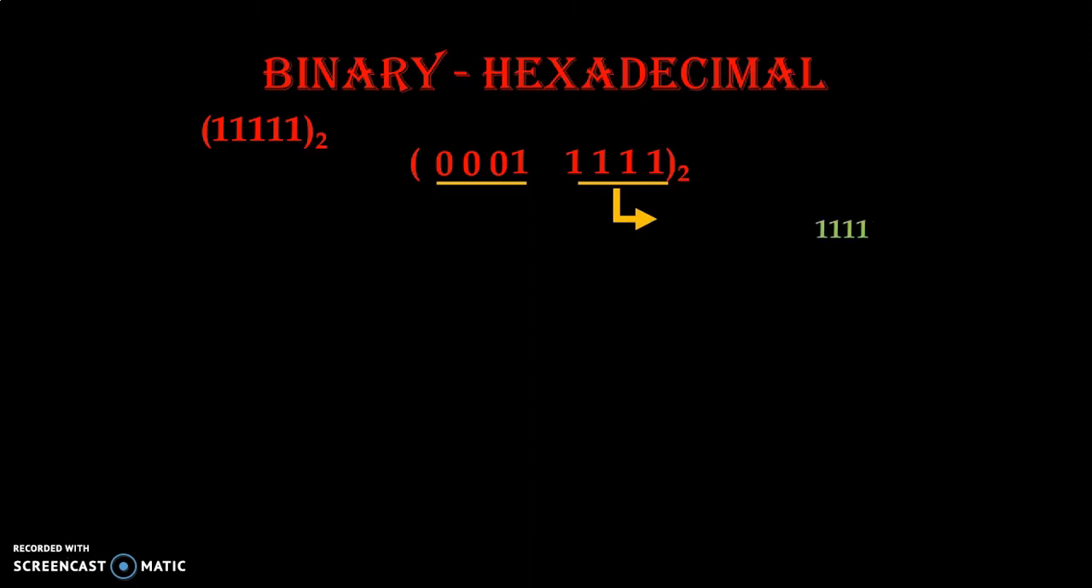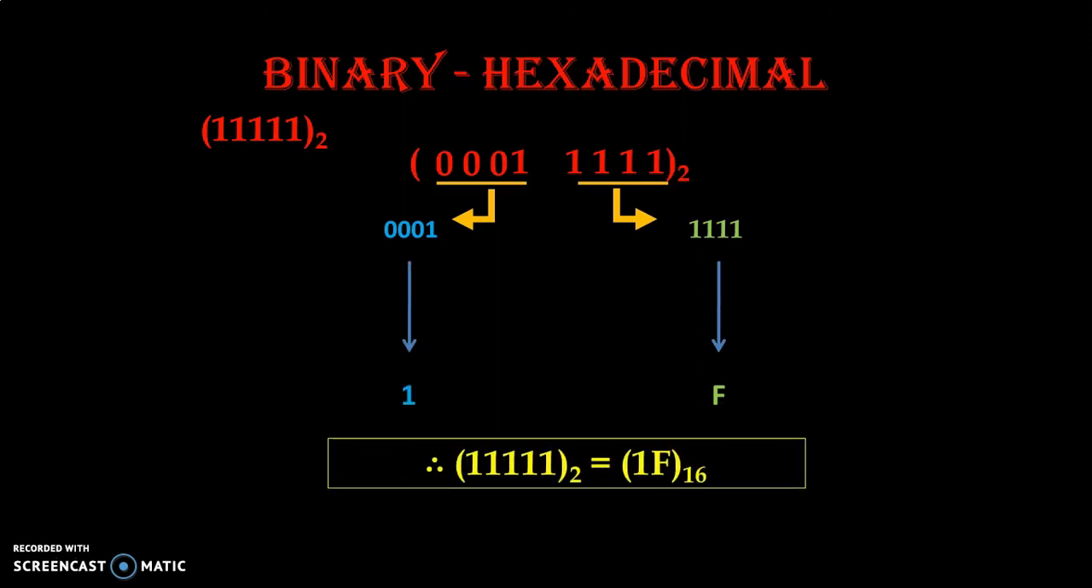Now we can separate both the groups. First group, that is 1111, another group, that is 0001. We have to write equivalent hexadecimal number for this binary number. For 1111, it is equal to 15 and 15 is equal to F. Then 0001, that is 1, we know. An equivalent hexadecimal number we can write as 1F. So very simple to convert from binary to hexadecimal, and equally simple to convert hexadecimal into binary number.